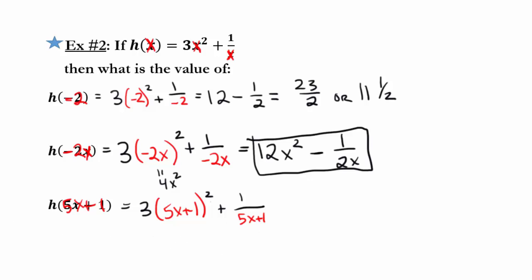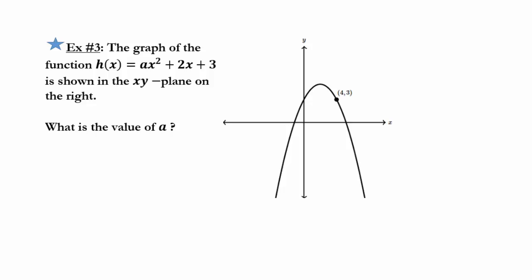Let's take a look at one more example. Example number 3. The graph of the function h of x equals ax squared plus 2x plus 3 is shown on the xy plane on the right. So this is a function. We can graph a function on an xy plane. And the question is, what is the value of a?